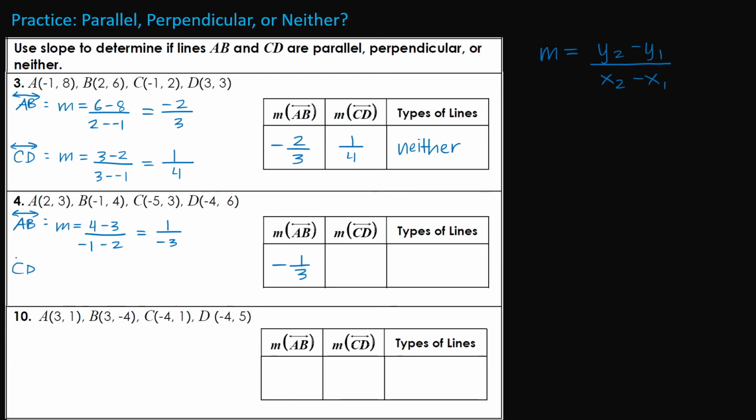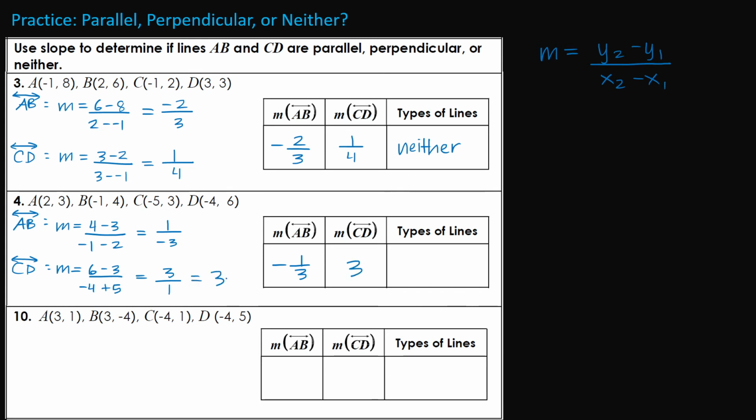For line CD, the slope will be, let's take D minus C, 6 minus 3, divided by negative 4 minus negative 5, or in other words, negative 4 plus 5. 6 minus 3 is 3, negative 4 plus 5 is positive 1. Our slope is 3.